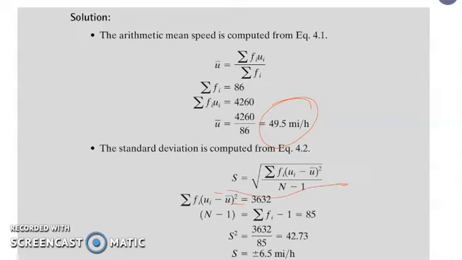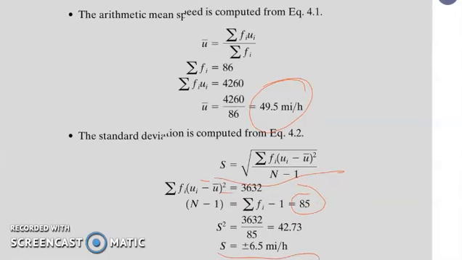You simply have to identify the value for the summation of f sub i times u sub i minus mu bar, squared. So we now have the value, which is 3,632 over n minus 1. The summation of f sub i is 86, so minus 1, you have 85. When you substitute and take the square root, you have the standard deviation, which is plus or minus 6.5 miles per hour.